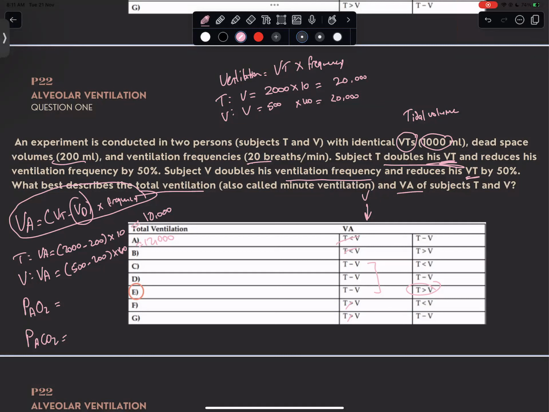I think we will flip the equation. Okay, so this is where it's different. So for PaO2, it makes sense because I'm gonna write it first so I can explain it.